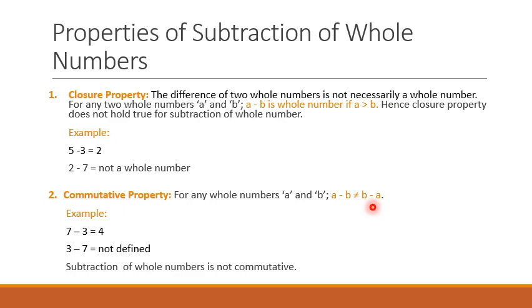Let's see it with an example. Say here I take 7 minus 3. Then the answer is 4. But again, if I interchange the order, 3 minus 7, now 7 is bigger, so I cannot subtract a bigger number from a smaller number. So this is not defined, or I can say it's not a whole number. So these two differences are not the same. So we can say subtraction of whole numbers is not commutative.